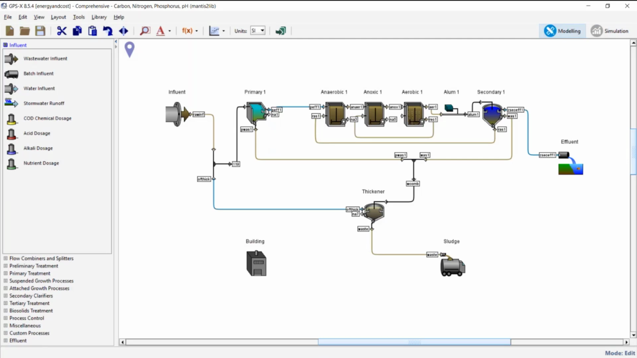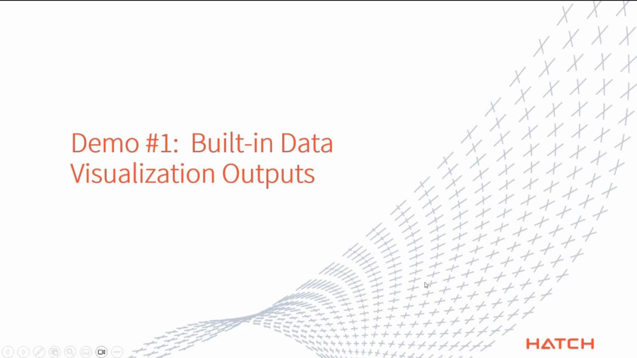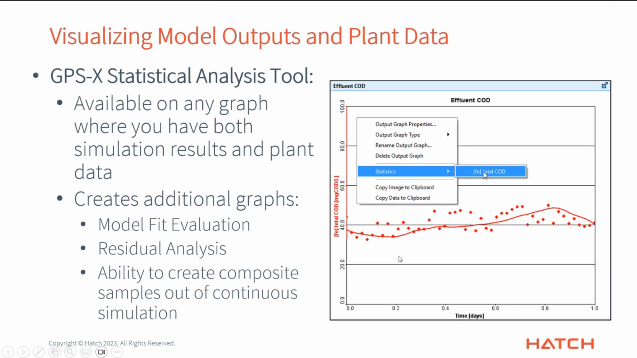Okay, now I want to go back to my slides here and talk just a little bit about the statistical analysis graphs that we also have available in GPSX. So any place that you are plotting simulation results and plant data together on the same graph, if you right-click on the graph in the background there, you will find that the statistics menu will be available for you to select. What that does is it opens up a menu that allows you to select other types of graphs that you would like to plot along with this one.